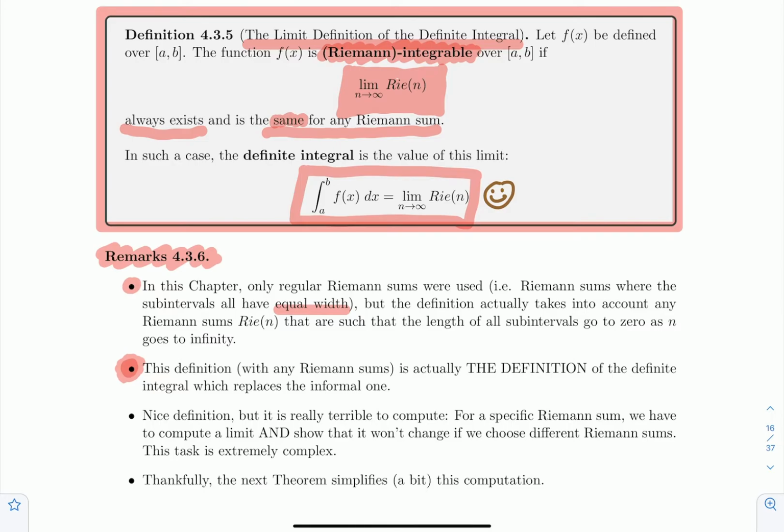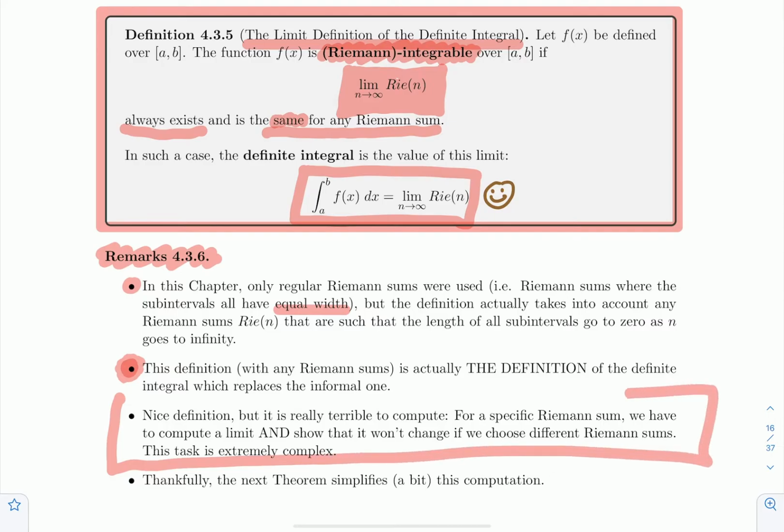So if you push this to infinity, and the only way you can push something to infinity in calculus is by using a famous limit. So when you compute the limit as n goes to infinity of a Riemann sum, of any Riemann sum, you always get the same number. That's the definition of the definite integral of the function f of x over a, b. So it's magical. It's powerful, a nice definition, but terrible to compute.